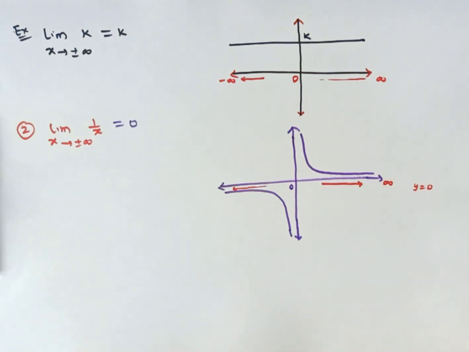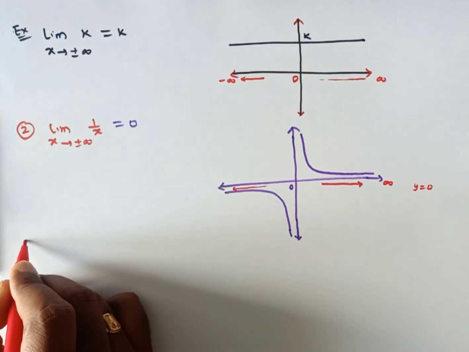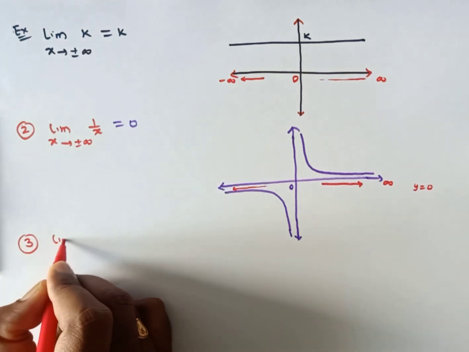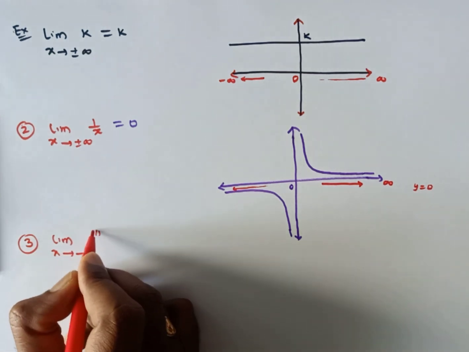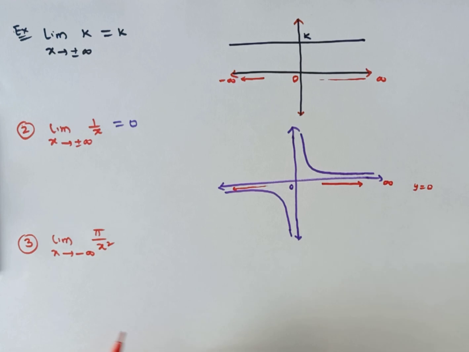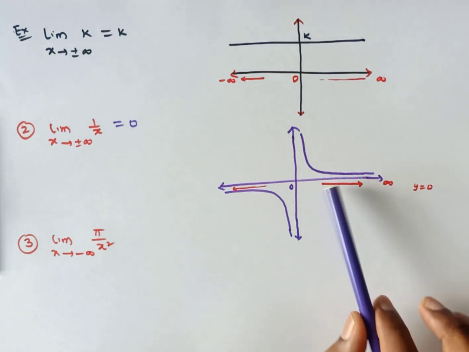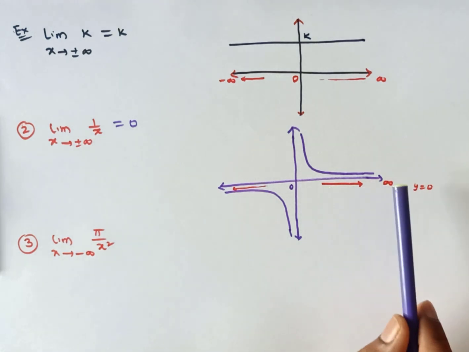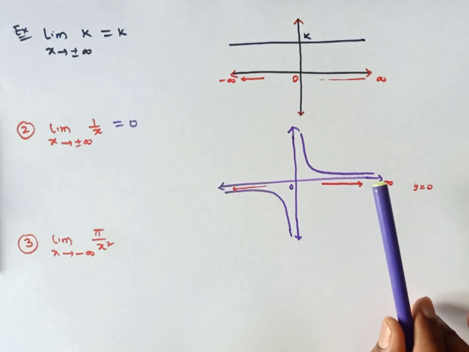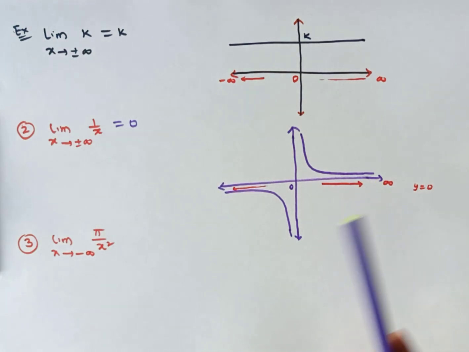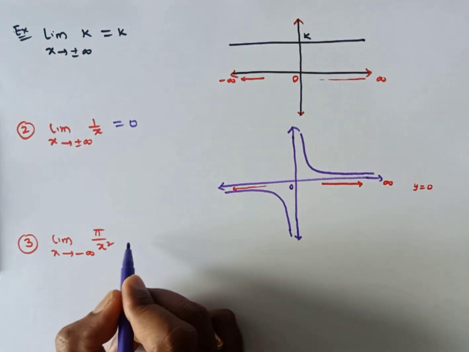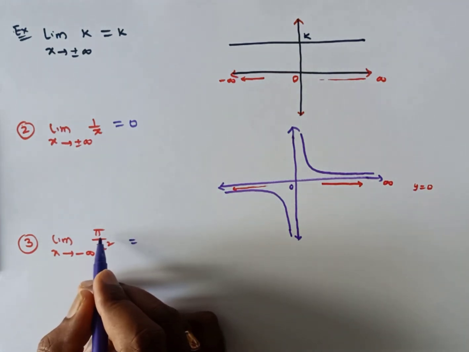Okay, so for example, let us take the limit as x tends to minus infinity of pi by x square. Now how to solve this? Here there is no need to know the graph of 1 by x square. You just need to have an idea about the 1 by x graph, that's it. By using the 1 by x limit, we will solve the remaining problems, or every problem that can be converted to 1 by x only. See here, pi is nothing but a constant.